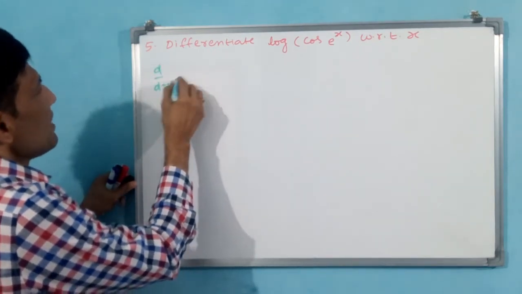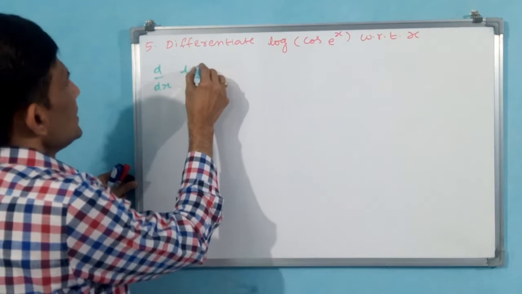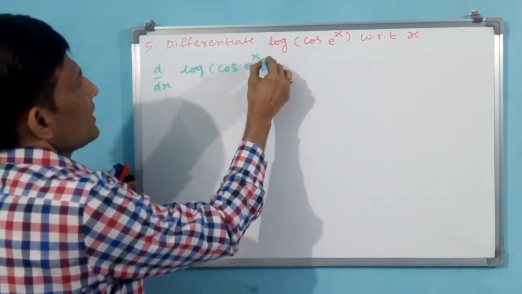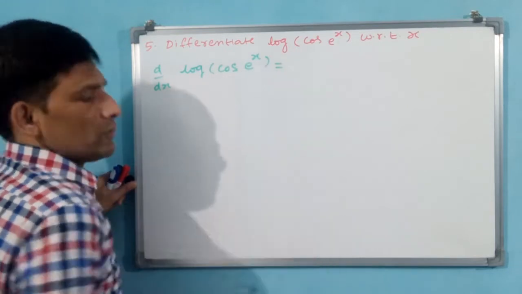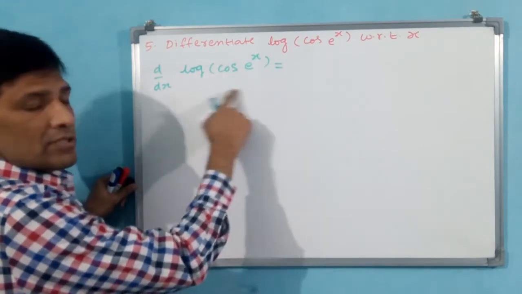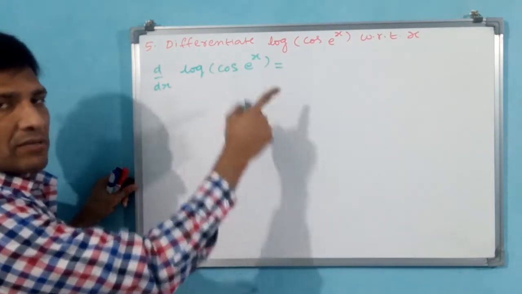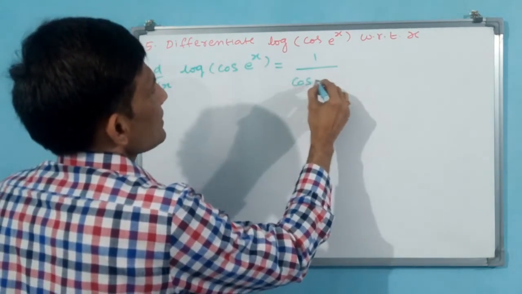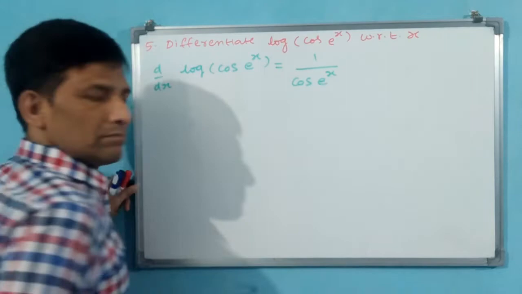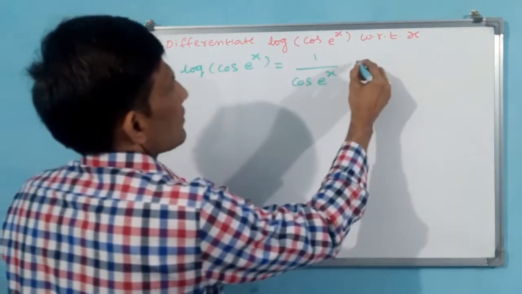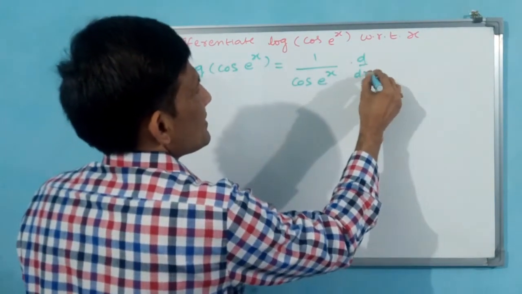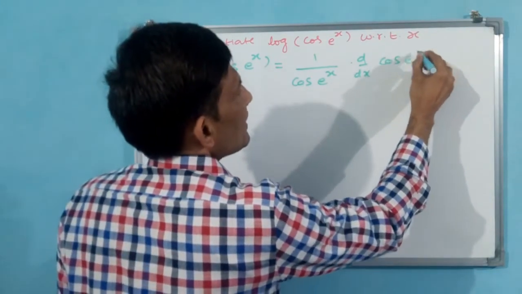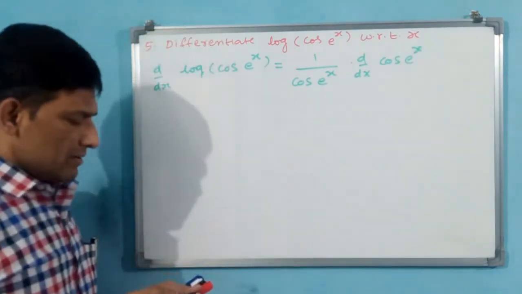First of all, write out d by dx of log of cos e power x is equal to, I will take this cos e power x as x. d by dx of log x is 1 by x, so 1 by cos e power x into d by dx of cos e power x. Is it okay?